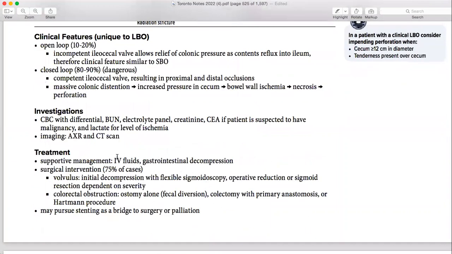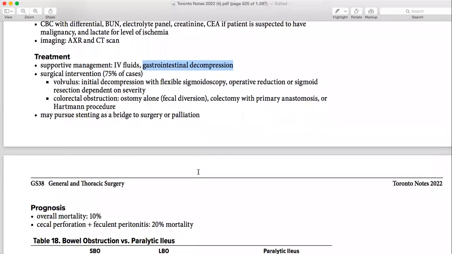Obviously, the treatment is going to be the same as we already discussed: IV fluids and gastrointestinal decompression. And in this, you are not going to do decompression from an NG tube because the large bowel obstruction is present below. So you have to do decompression from the lower side, either by colonoscopy or by rectal tube. Okay, so you have to see what they are writing in the question. Then volvulus is basically initial decompression with a flexible sigmoidoscopy, as I already told you, either colonoscopy or sigmoidoscopy.